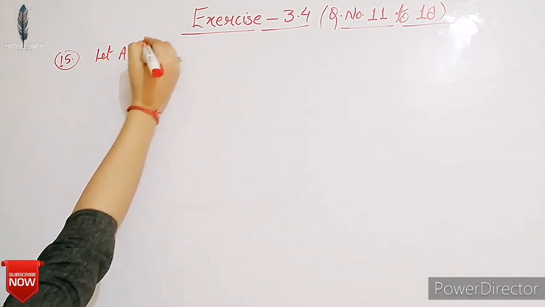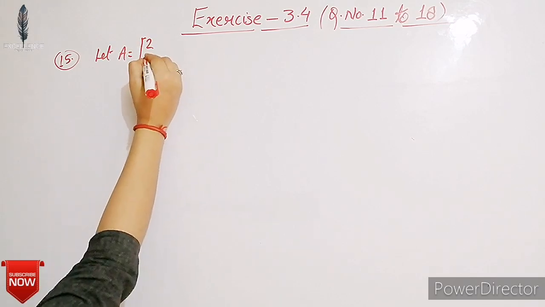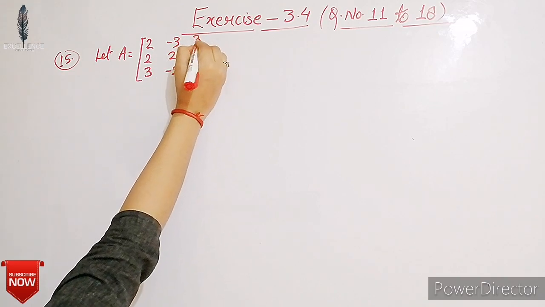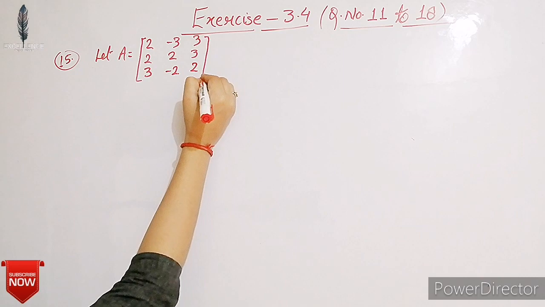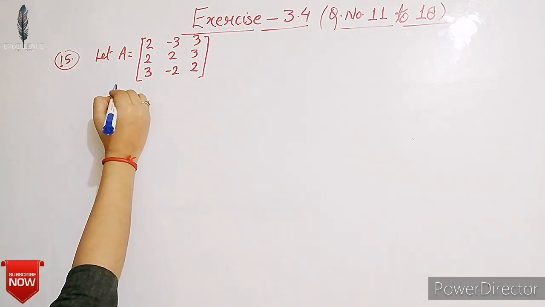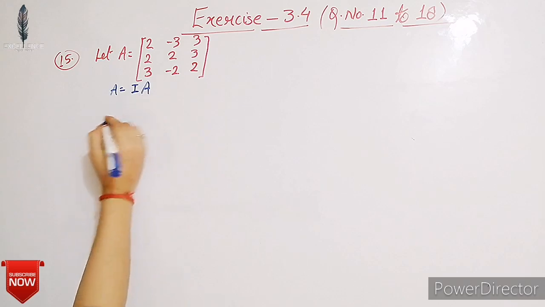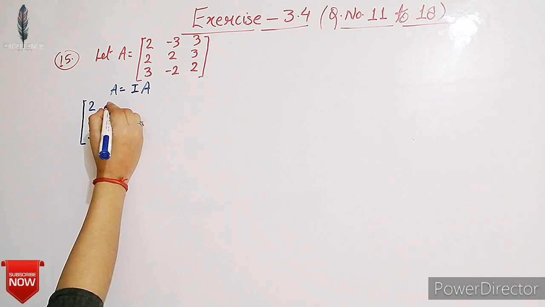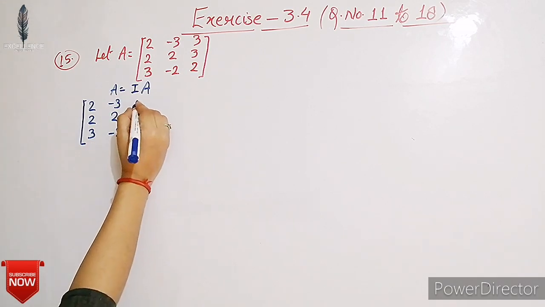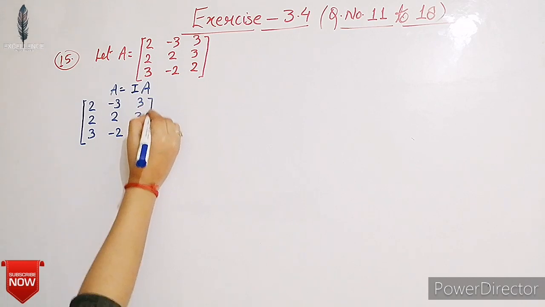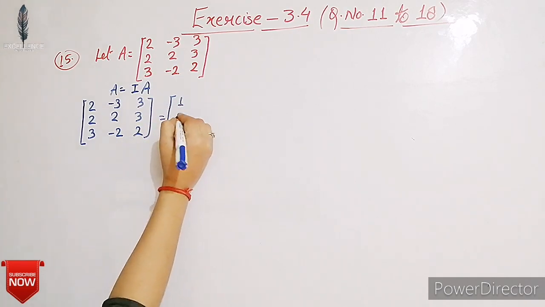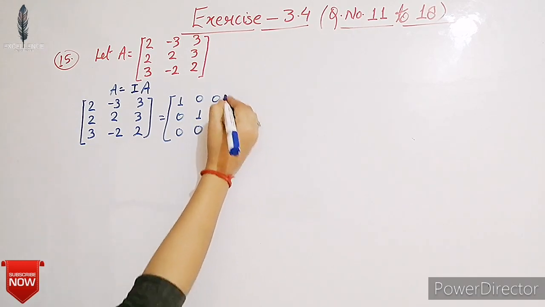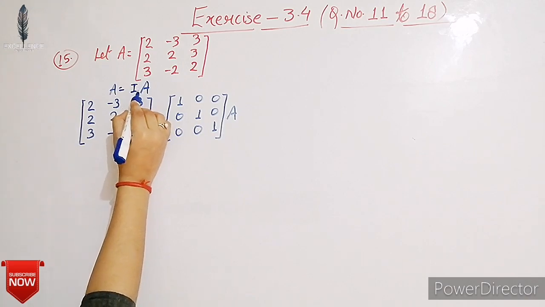Here A equals 2 2 3 minus 3 2 minus 2 and 3 3 2. Here it is into 3 into 3 order. So see clearly. Here we have A equals IA. Put the value of A, that is 2 2 3 minus 3 2 minus 2 3 3 2 and I is the identity matrix of order 3. 3 into 3 order के elementary operation को ध्यान से देखिए. It is very important for your exams.